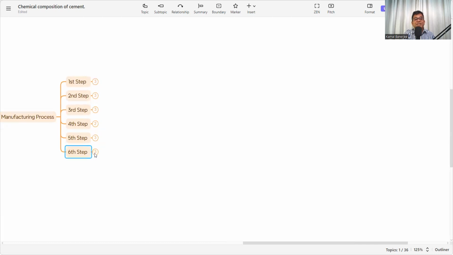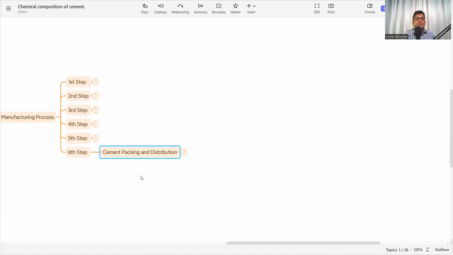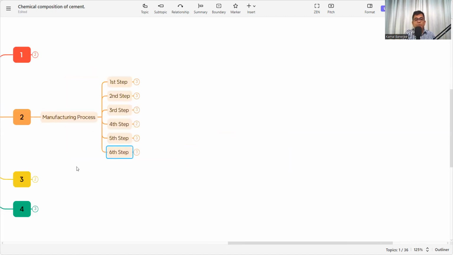And then the sixth step is cement packing and distribution. The cement is packed in bags or in bulk containers. The packed cement is distributed to different markets for use in construction. So these are the 6 steps for cement production.